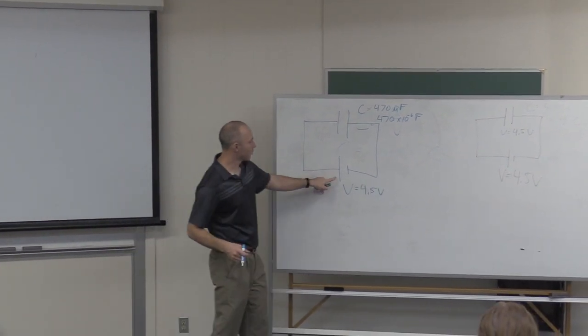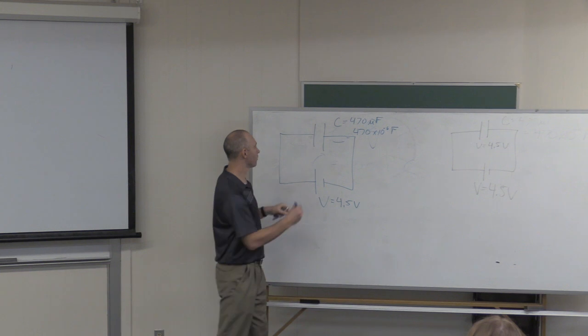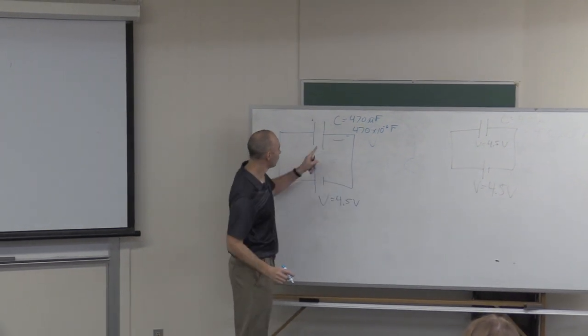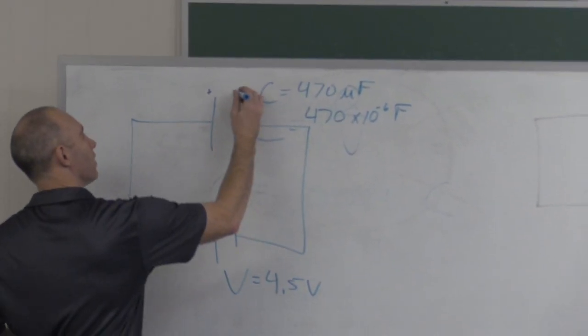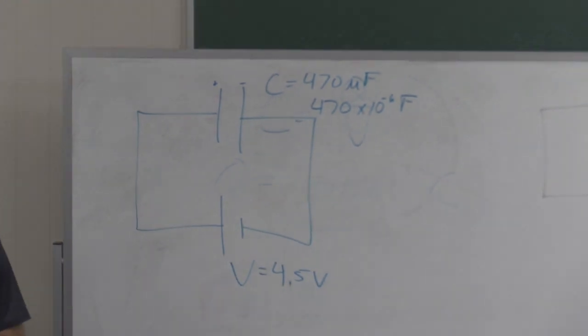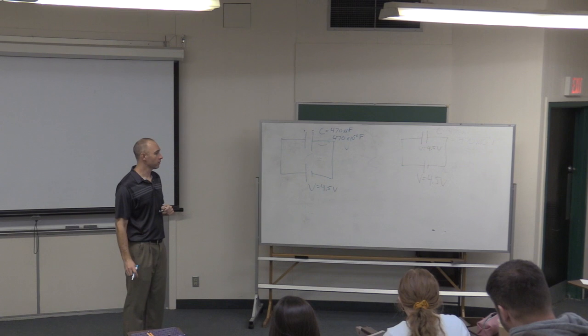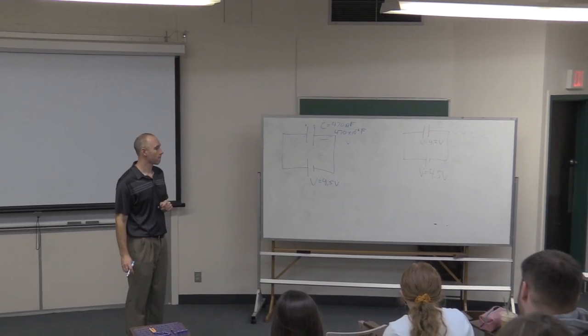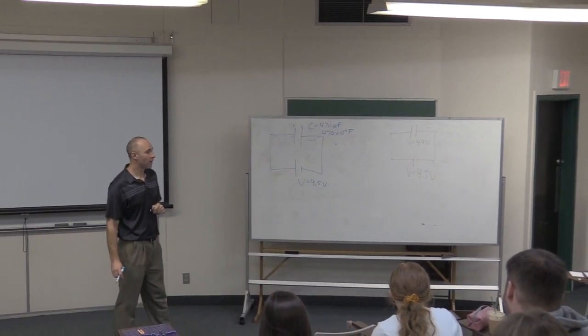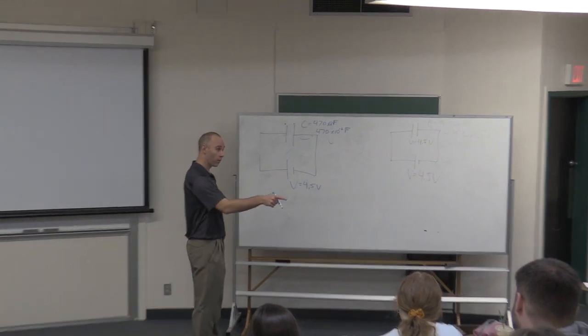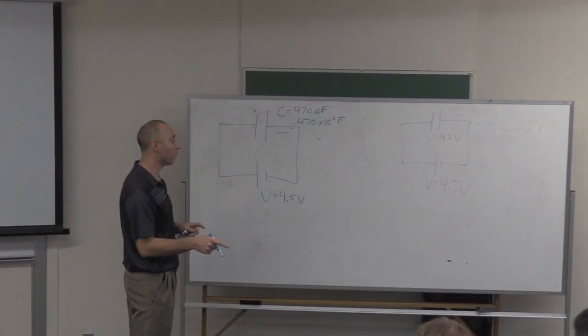By connecting the positive terminal, I'm going to pull electrons off of this, making this side positively charged. I'm going to push electrons onto this side, making this side negatively charged. And it's going to charge it up. Do you know how much charge is going to go on there? Well, 4.5 is the voltage, but you're on the right track. That's something we'll need to know.